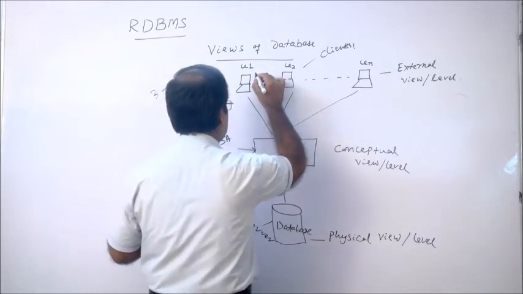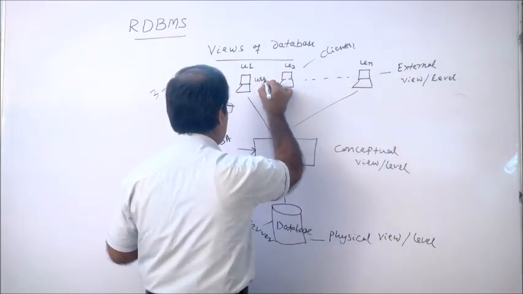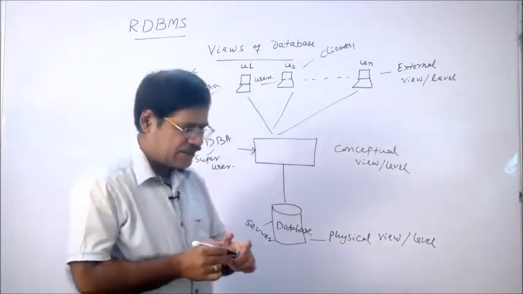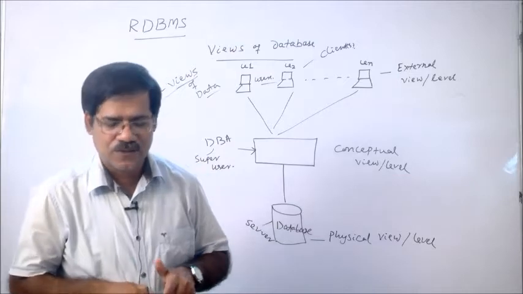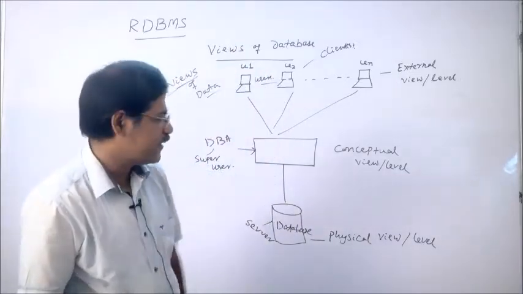So, we are the users. There are n number of users. The database administrator is a super user. Super user means the controlling authority of the database.